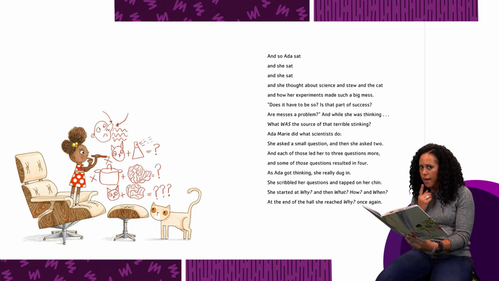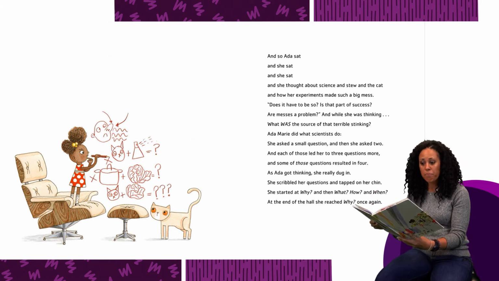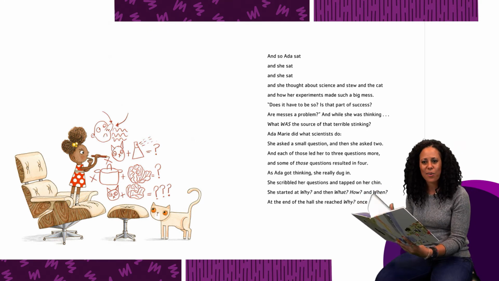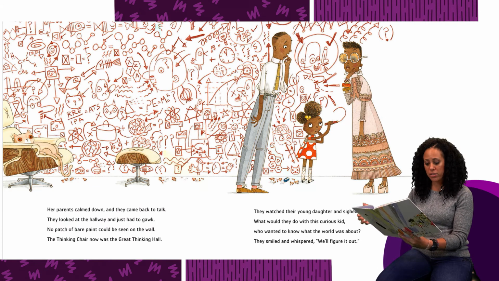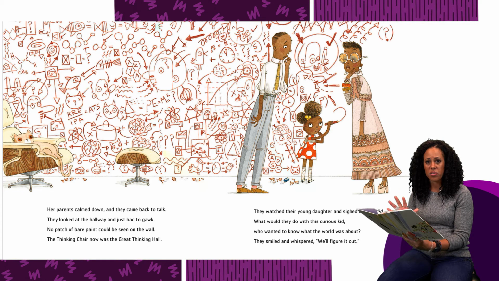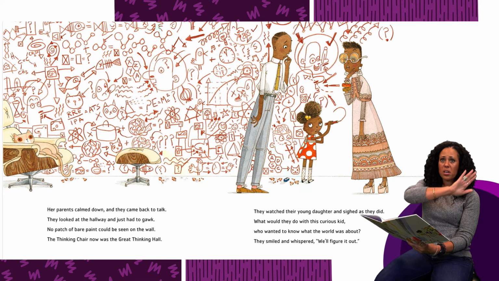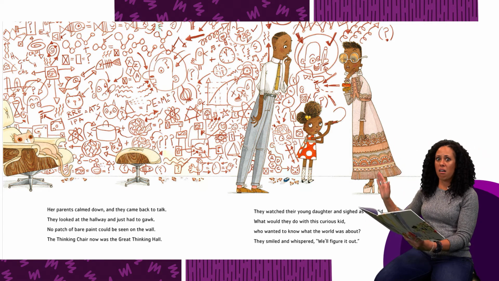She started at why? And then what? And how? And when? At the end of the hall, she reached why once again. Her parents calmed down and they came back to talk. They looked at the hallway and just had to gawk. No patch of bare paint could be seen on the wall. The thinking chair now was the great thinking hall.